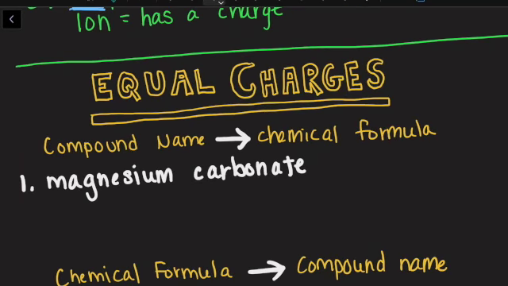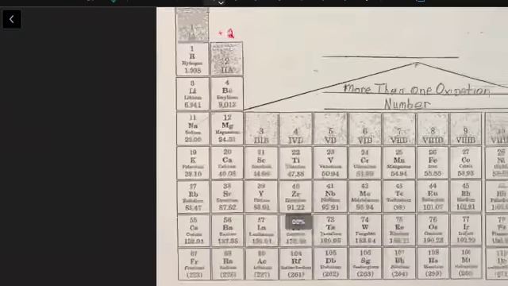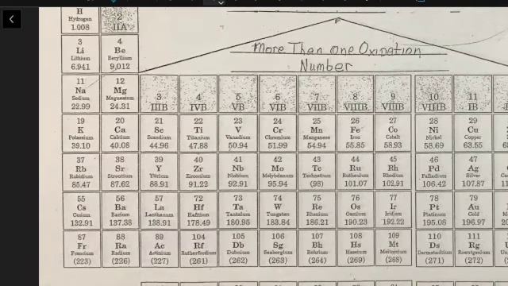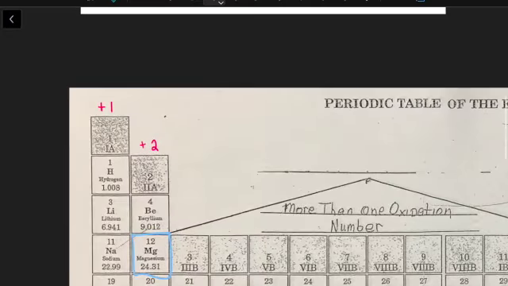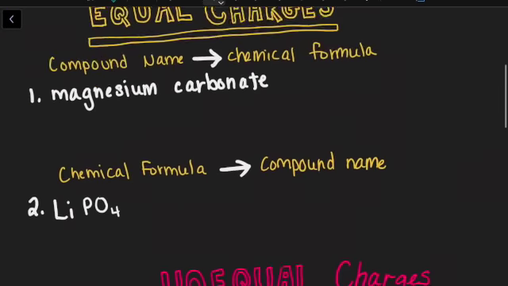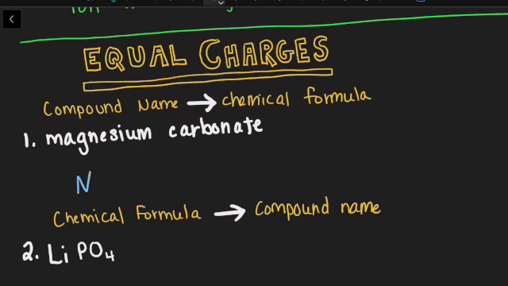Okay, if we have a compound name of magnesium carbonate, let's change it to a chemical formula. And I know you've already done these, but you gotta be really confident in being able to go from compound name to chemical formula and chemical formula to compound name. So, magnesium. Let's look at the periodic table and find magnesium. And I see it here, and it has a +2 charge. So Mg with a 2+ charge. And then carbonate.